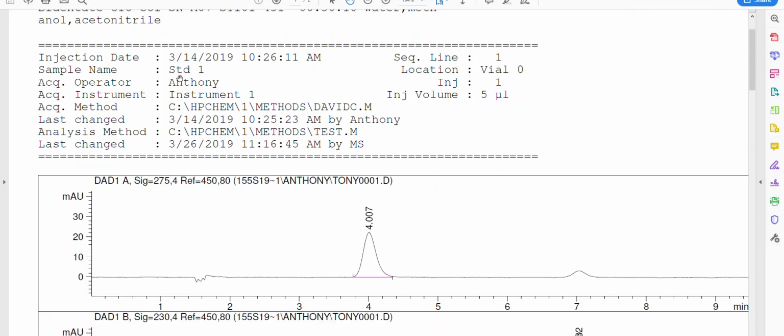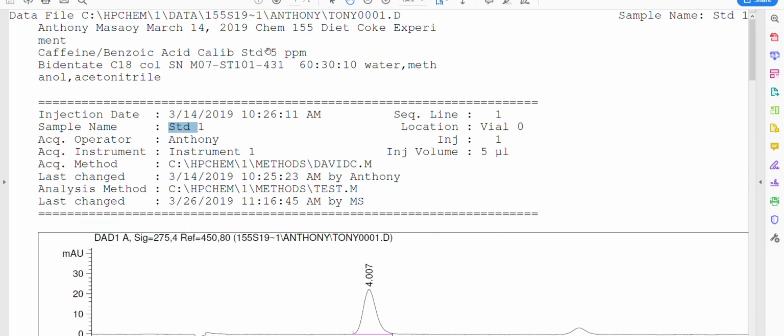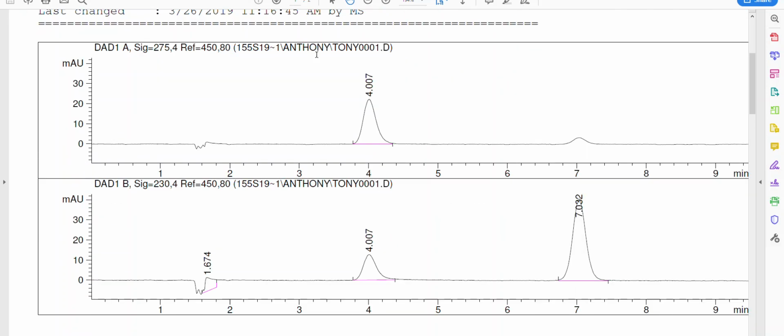So, how to get the data out? Well, this run is for standard 1, and standard 1 is 5 parts per million. So it's the low standard. And you see we have 2 chromatograms. In this case, the first chromatogram is recorded at 275 nanometers, the second one at 230 nanometers.